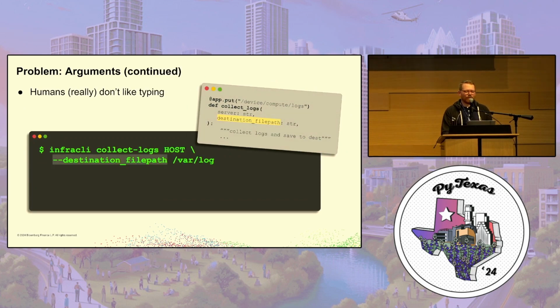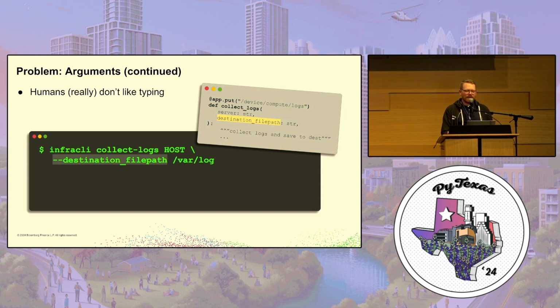Staying on the topic of arguments, we noticed another unfortunate consequence of mapping API arguments directly to the CLI. It's often handy and good code hygiene to have descriptive variable names in your code. Here on the right, we have an example API endpoint that collects logs for a given server and saves them to a location on a file system. To represent the log file destination, we have a descriptive variable called destination_filepath. While this variable name might be helpful to programmers, it's an awfully long and cumbersome CLI flag to type, not to mention that the use of underscores and flags doesn't really follow POSIX conventions.